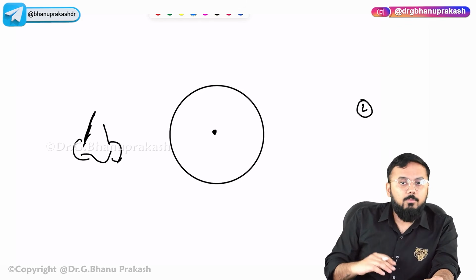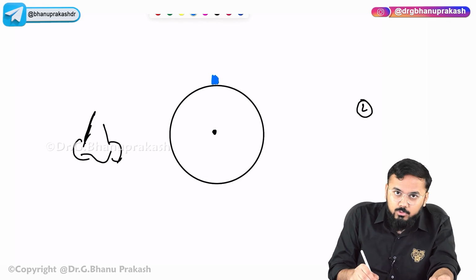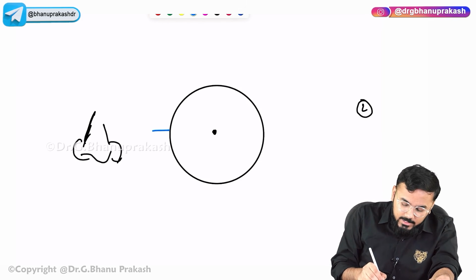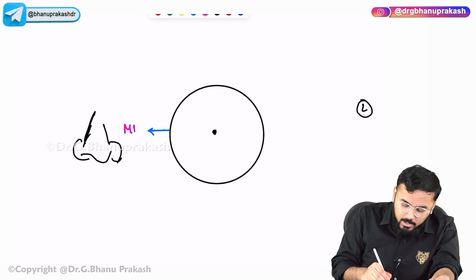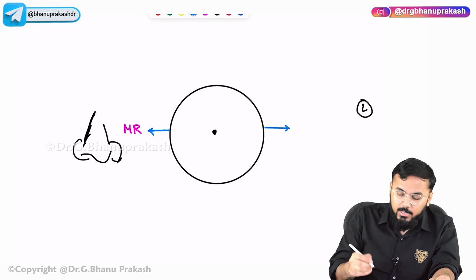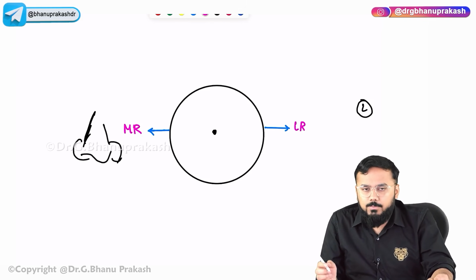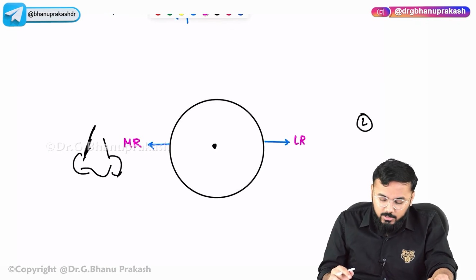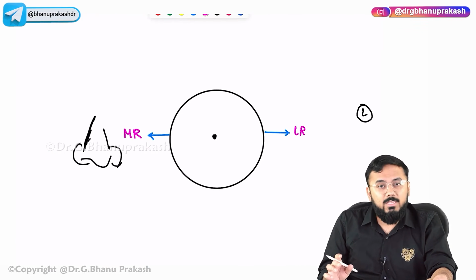Now one very important thing: this is your superior rectus. The muscle that is located towards the nose is called MR, medial rectus. The muscle that is located towards the temporal region is called LR, lateral rectus. So these actions are not changed. Medial rectus causes adduction. Lateral rectus causes abduction. Both of them are the same. But for superior rectus, inferior rectus, superior oblique and inferior oblique, only their actions will change.